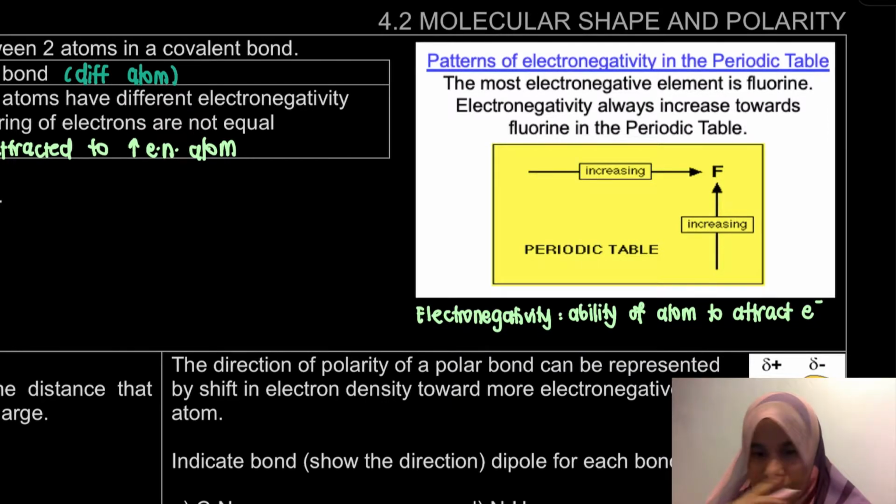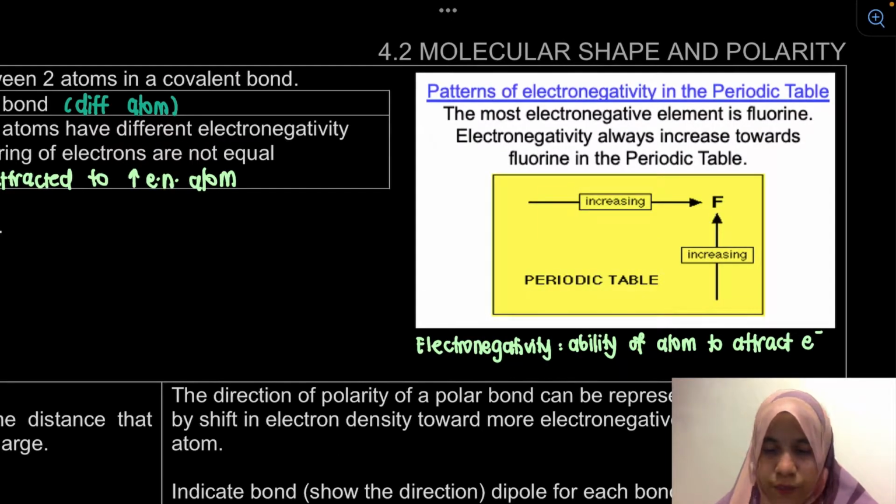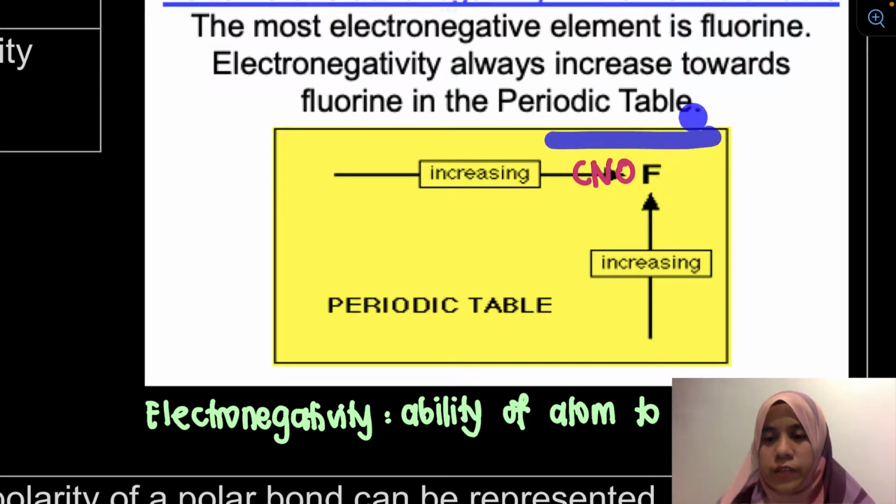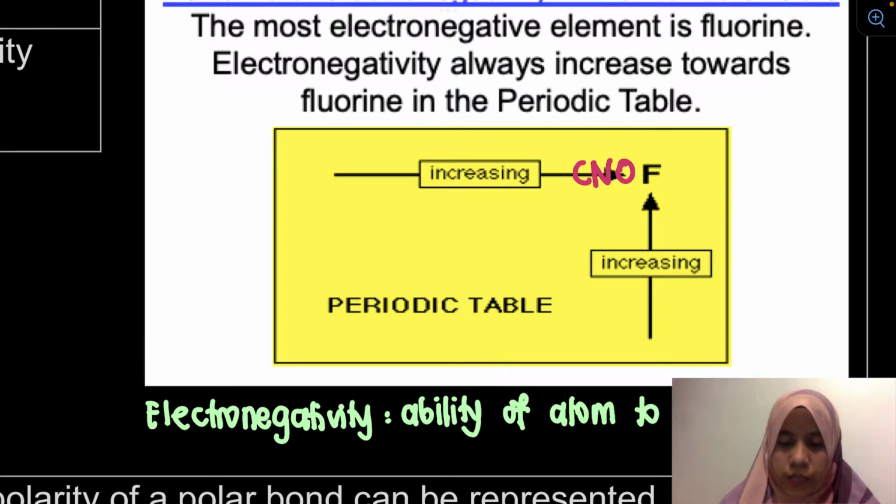Here are the patterns of electronegativity. The most electronegative element is fluorine, and electronegativity always increases towards fluorine in the periodic table. In the same period, I always write down CNOF, especially when drawing Lewis structures to find the central atom: carbon, nitrogen, oxygen, fluorine. This is increasing electronegativity. This is what I'm drawing for period 2.